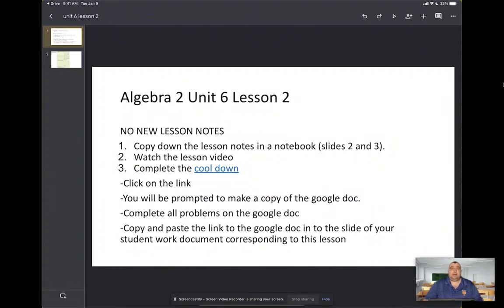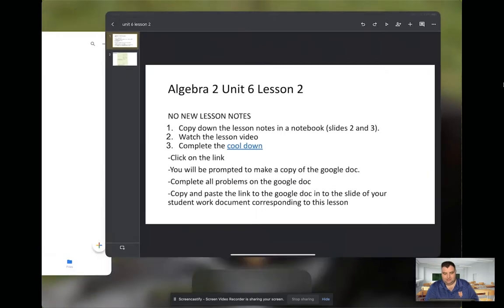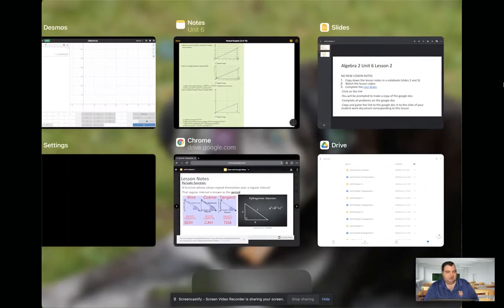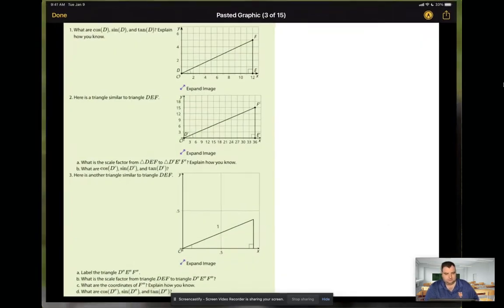Welcome back, everybody. We're up to lesson 2 of Unit 6. No new lesson notes in this lesson. All the notes for the first half of Unit 6 were given to you in the Unit 6 Lesson 1 slides, so you should have those notes copied down already. So let's go right into the examples here.